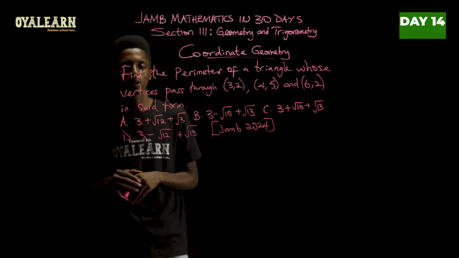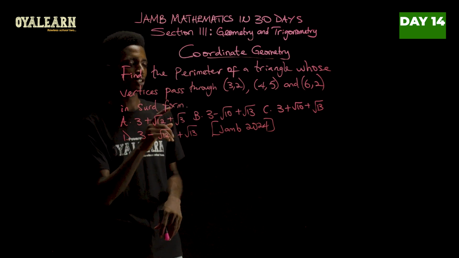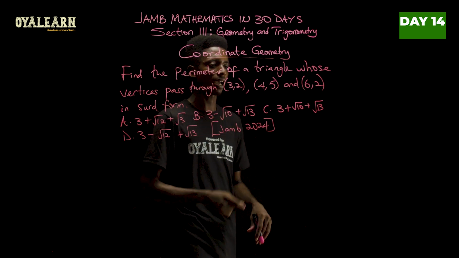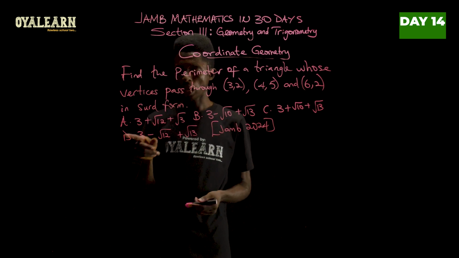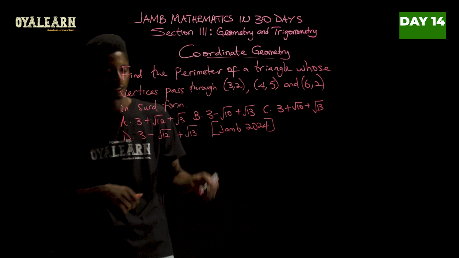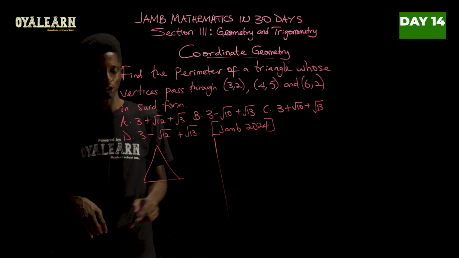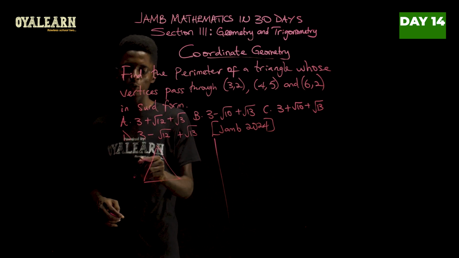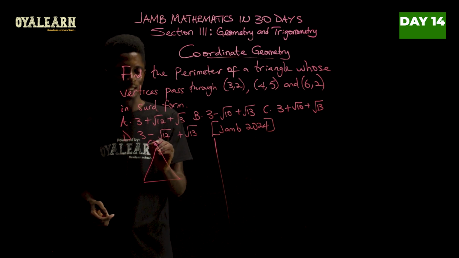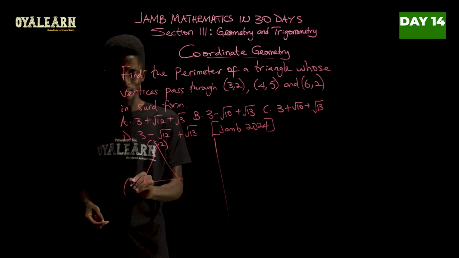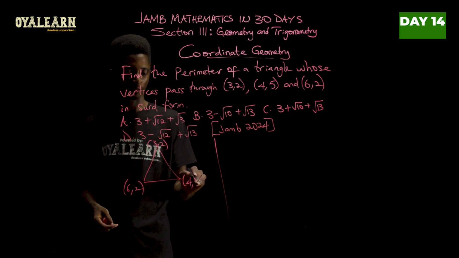This question from Jamb 2024 says, find the perimeter of a triangle whose vertices pass through (3, 2), (4, 5), and (6, 2) in short form. So our answer should be in short form, and we can see that in the options provided. So first off, let's visualize it. So let's say this is the triangle, and the perimeter of the triangle is the sum of the length of all the sides. So let's take this vertex as (3, 2). Then this vertex let's take as (6, 2). While this vertex we'll take as (4, 5).